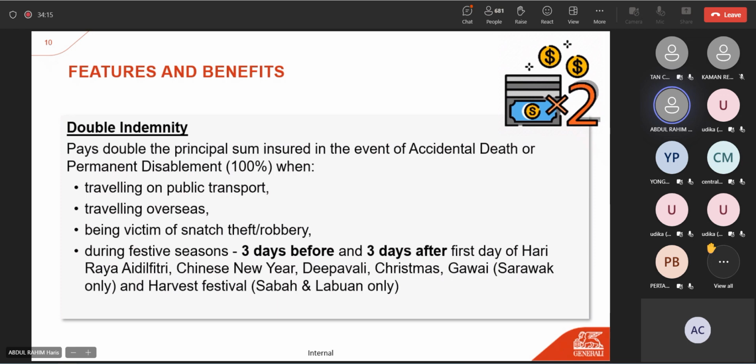So basically, it extends to have double indemnity 3 days before and 3 days after the first day of the main festive seasons in Malaysia, which are Hari Raya, Idul Fitri, Chinese New Year, Deepavali, Christmas, Gawai for Sarawak only, and Harvest Festival for Sabah and Labuan.